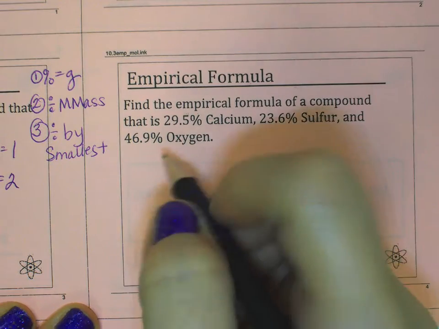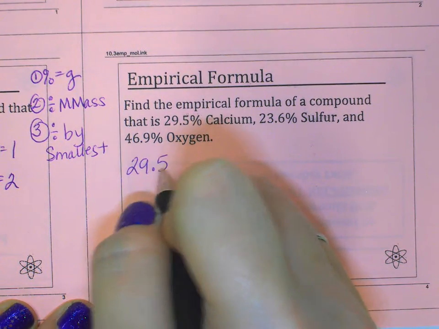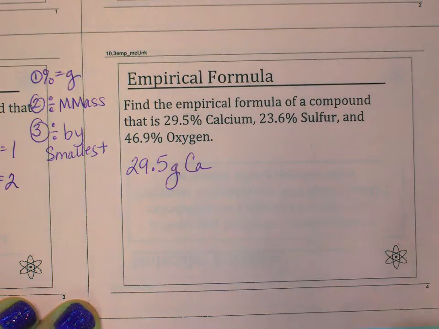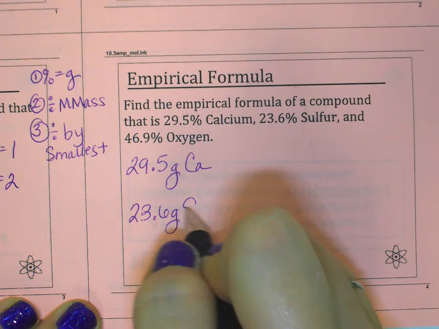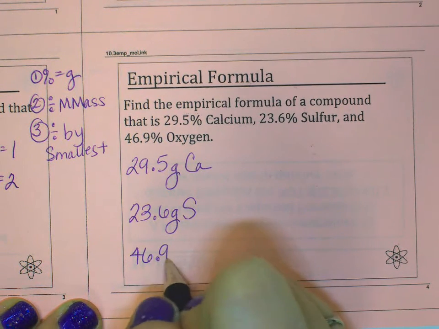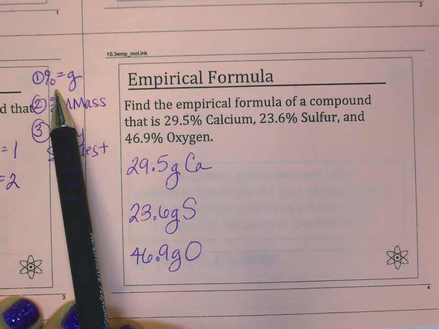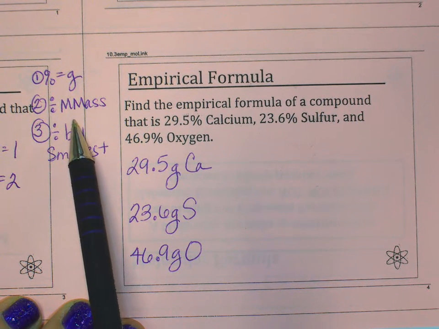So I'm going to find the empirical formula of a substance that is 29.5% calcium. So I'm going to write 29.5 grams. 23.6% sulfur, so I'm going to change that to grams, and 46.9 grams of oxygen. Step 1 is now done. I'm going to move on to step 2, which is to divide all of these by their molar masses.